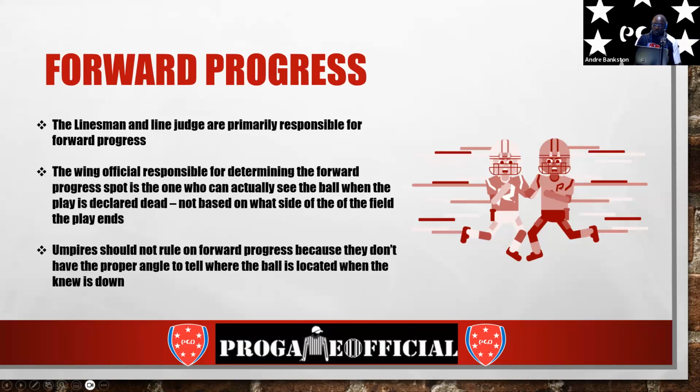Umpires should never rule on forward progress because they don't have the proper angle to tell where the ball is located when the knee is down. All right? So umpires should never try to get forward progress. Sometimes I tell umpires don't even blow the whistle.